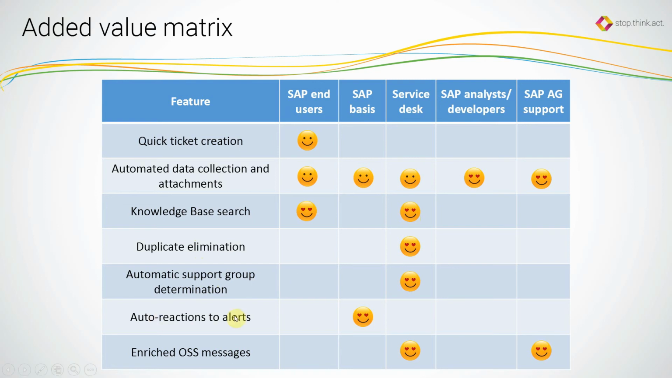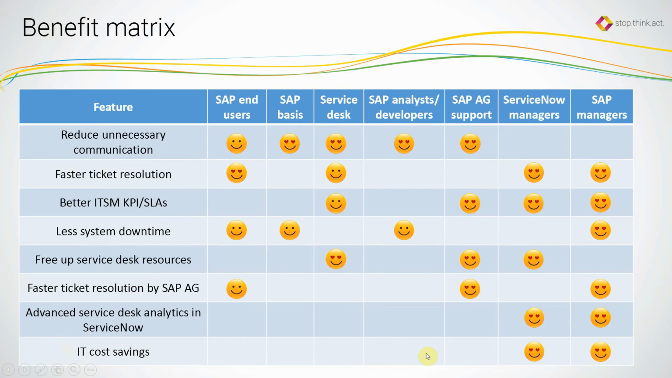The automatic reaction of Solution Manager alerts is mostly good for your basis guys because now they have to do it manually. So whenever they receive an alert in the alert inbox, then they have to manually create an incident for that. And of course, if you can enrich your SAP support messages with all the extra data, then you can expect a faster resolution. That's good for SAP. They have to spend less time on solving the problem, and that's good for your service desk as well. This is similar. This summarizes the benefits, and here we have now two additional participants, the ServiceNow managers and SAP managers.